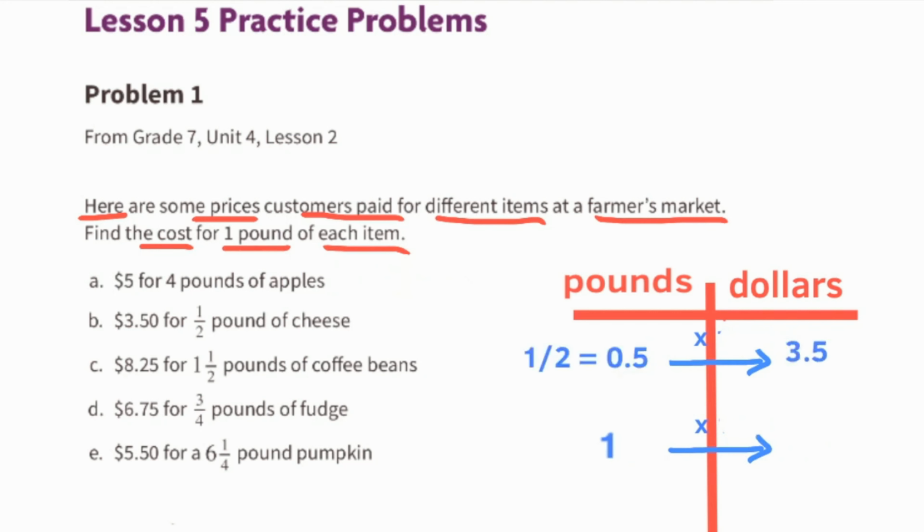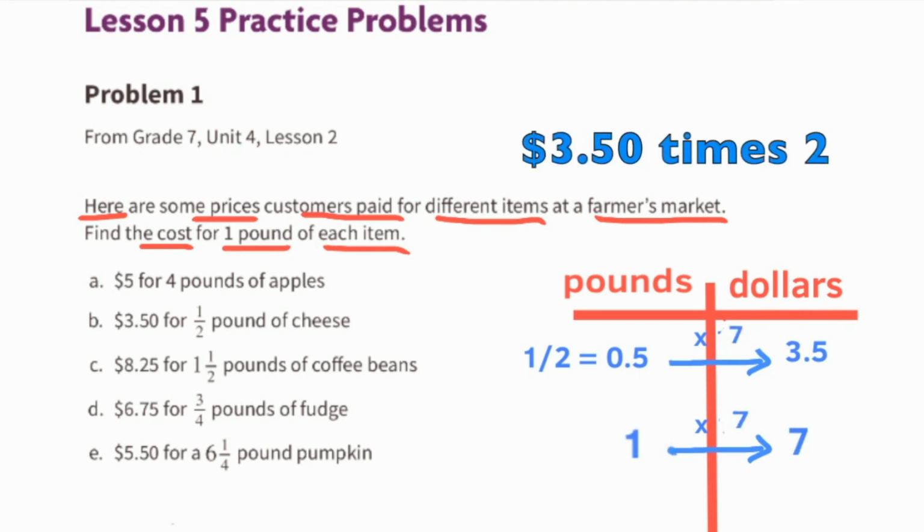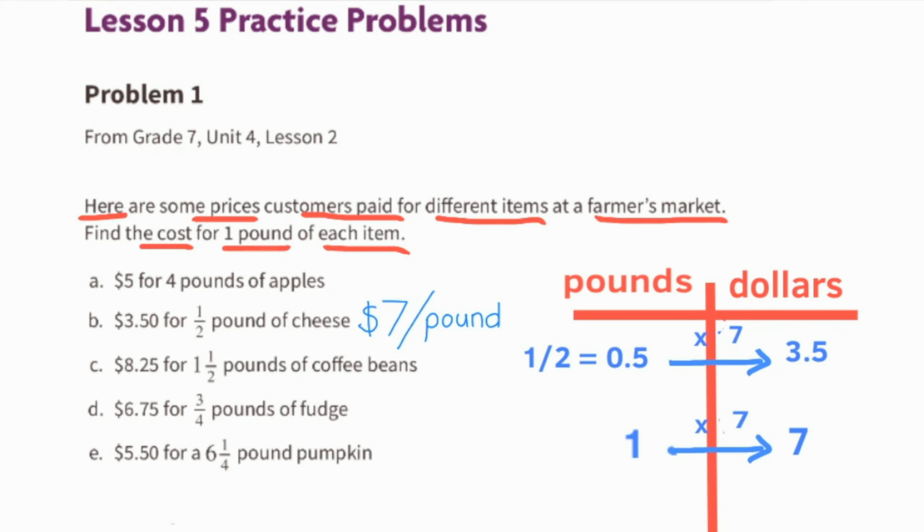B. $3.50 for a half a pound of cheese. A half a pound times 2 equals 1 full pound, and $3.50 times 2 equals 7. So 1 pound of cheese costs $7.